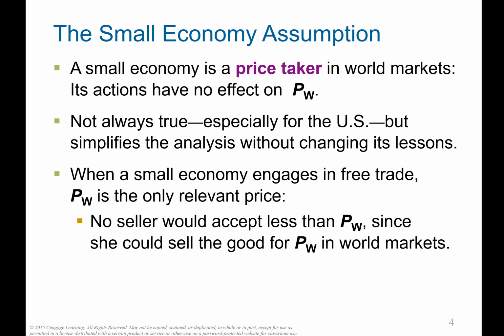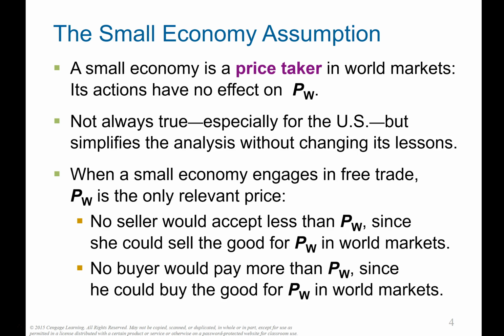And so when a small economy engages in free trade using that simplifying assumption, then they're only going to look at the world price as the relevant price. And the assumption here, of course, follows through to say that no seller would accept less than the world price since he or she could sell the good for the world price in world markets. And no buyer would pay more than the world price since that person could buy the good for the world price if they were engaging in world markets.